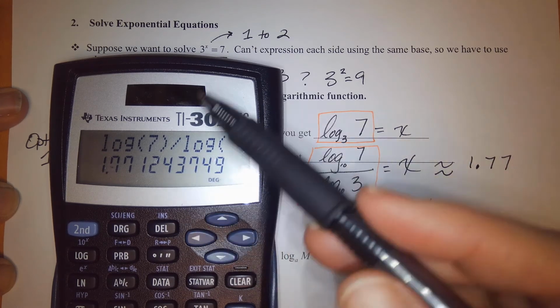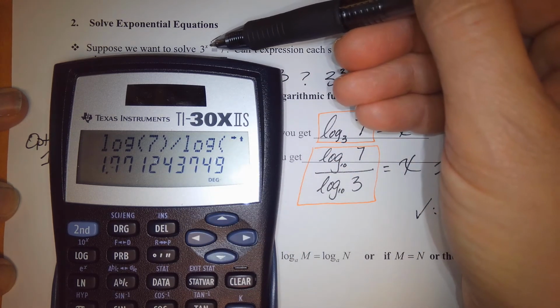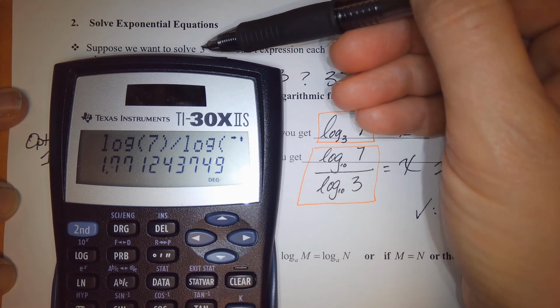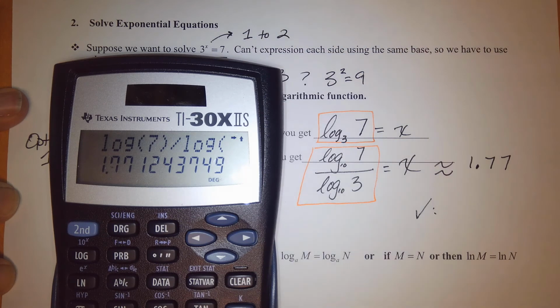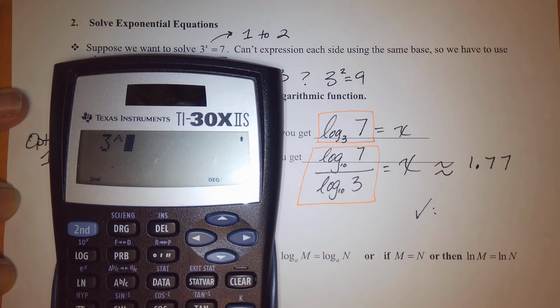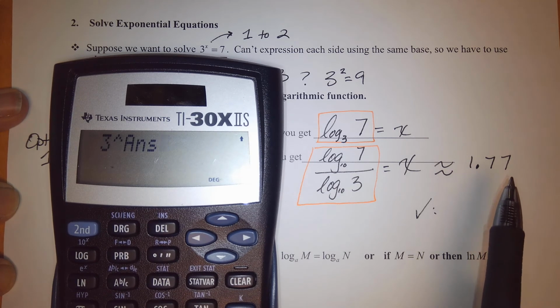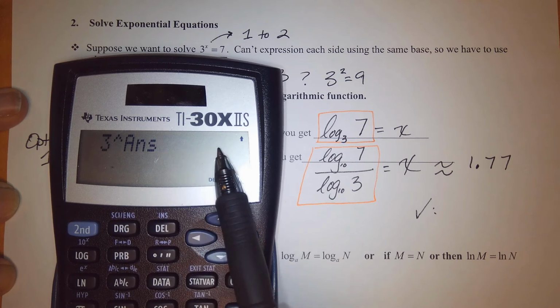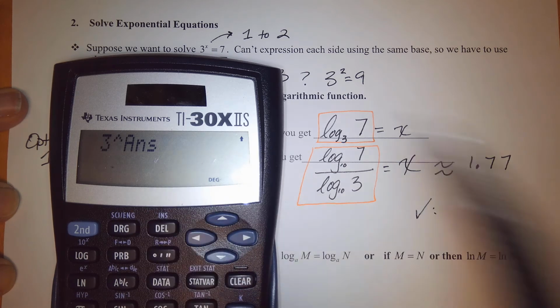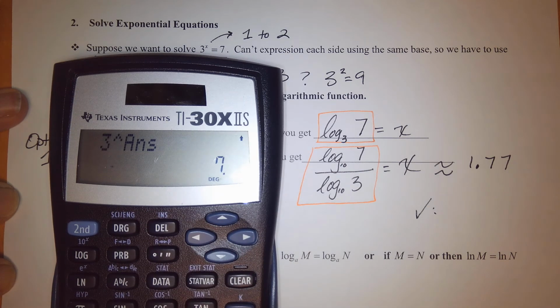We would take this number and plug it in as our exponent x. So I'm going to do 3 to this power, I should get 7. So 3 to the power of, I'm actually going to bring up my previous answer, so that way I don't have to type in just 1.77 and round it. I'm going to do 3 to the previous answer, so that way it's 1.77 and all of those decimals will be already memorized in its memory. And I get 7.